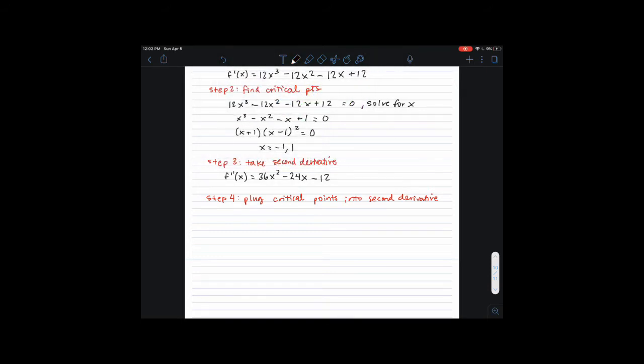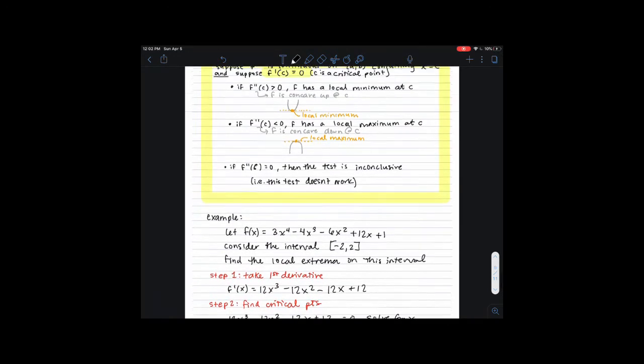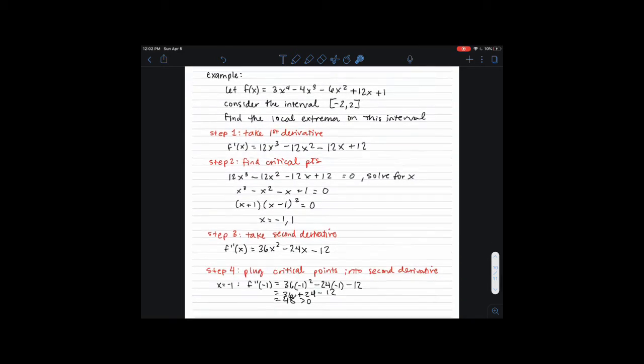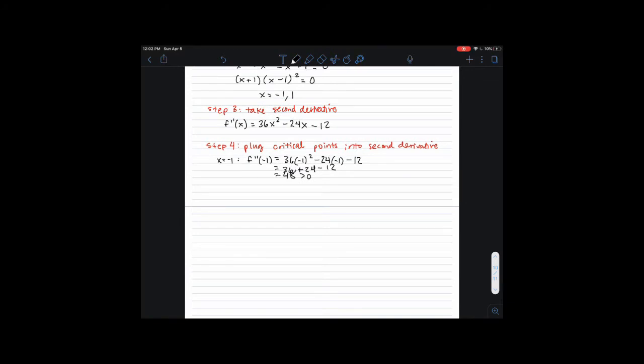So for x equals -1, we have f double prime of -1 is equal to 36 times -1 squared minus 24 times -1 minus 12, which is 36 plus 24 minus 12, which gives us 48. Okay, and we know that 48 is greater than 0, so according to our second derivative test, if our second derivative is greater than 0, f has a local minimum at c, and c in this case is -1.